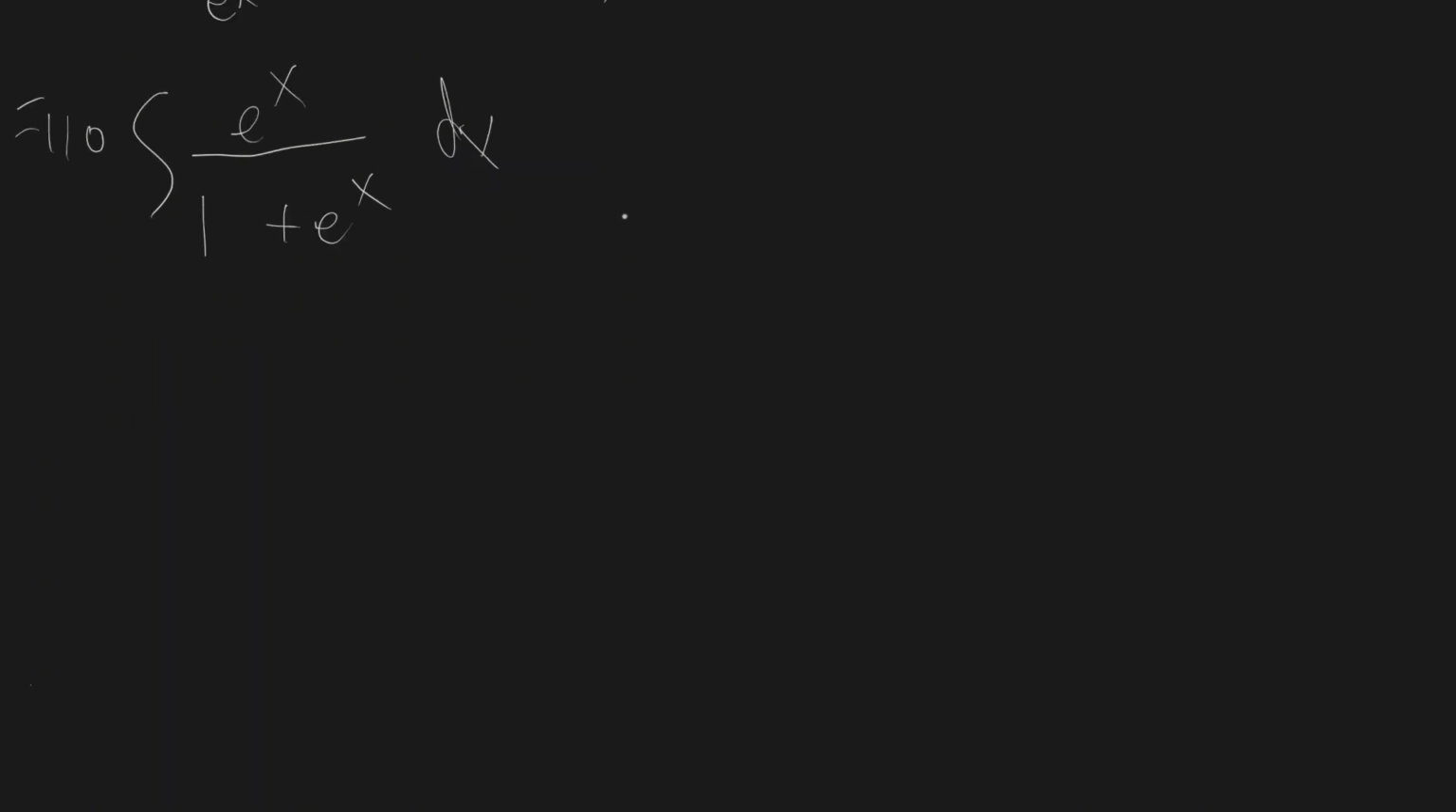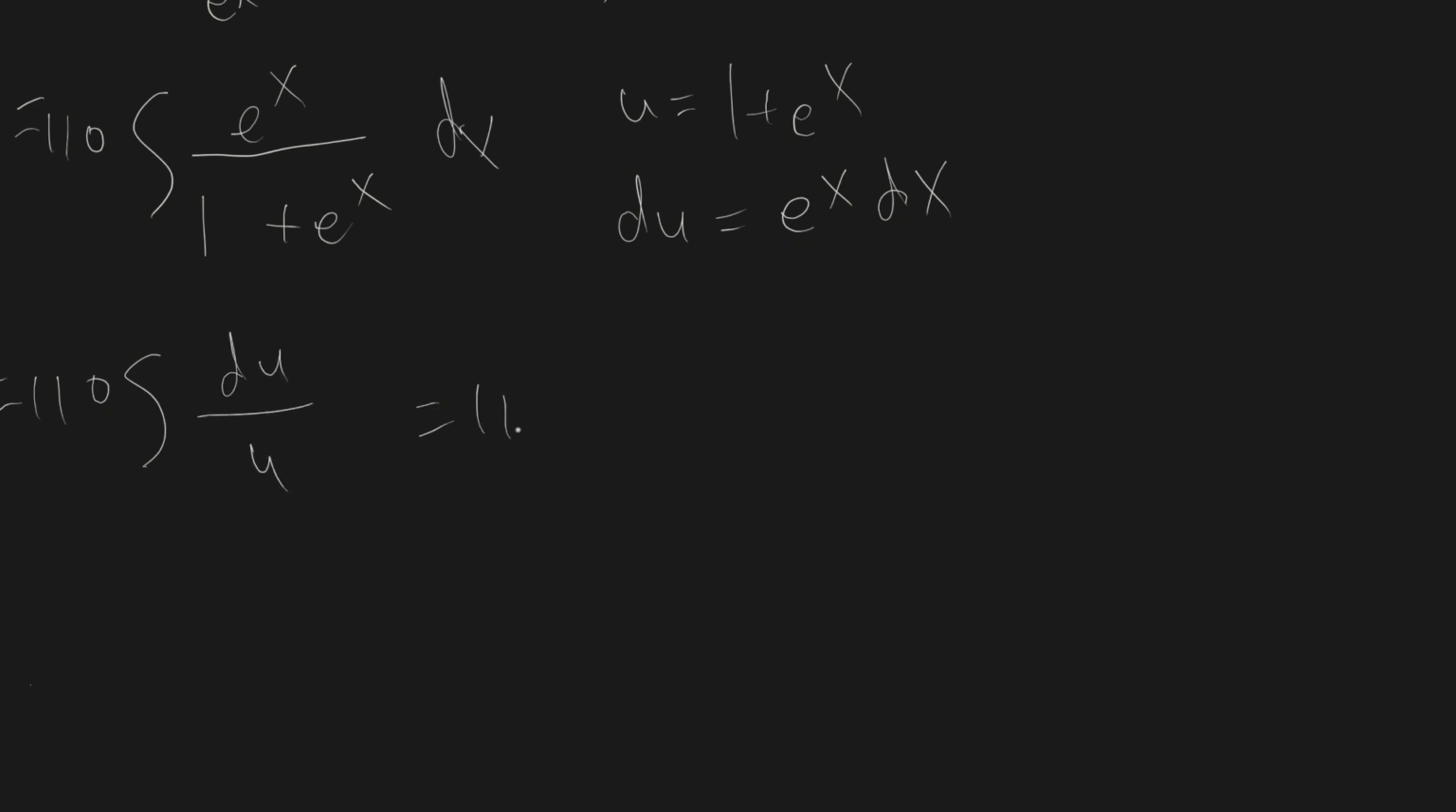We can simply do u substitution by letting u equal 1 plus e to the x. So du equals only e to the x dx. So our integral becomes du over u, which I like to write as 1 over u du. Now remember, the integral of 1 over u du is equal to ln, absolute value of u, plus c.